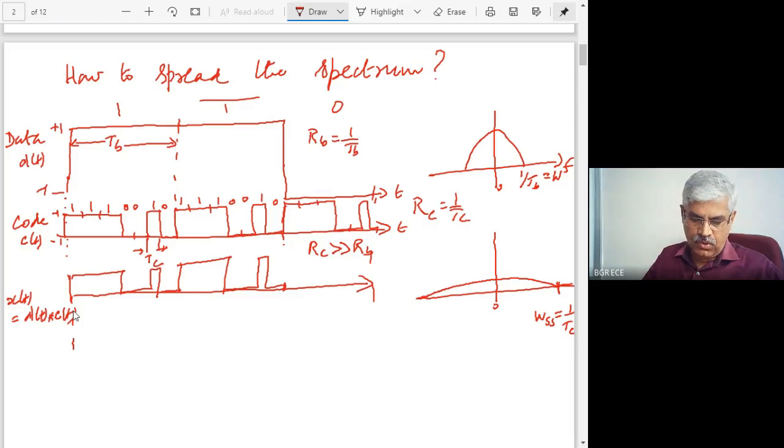So this code was repeating like this. During this period, when the data is 1, the same code goes to the output. Another one, this one, same code. When the data is 0, it is minus 1. You are transmitting minus 1, so minus 1 multiplied by this code. The reverse of this will take place, so instead of plus, like this will come.